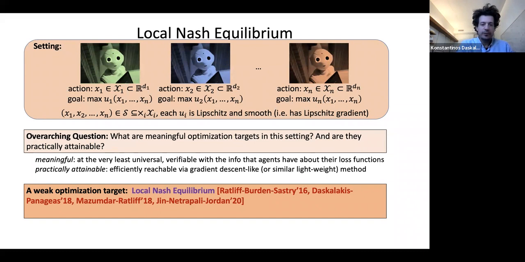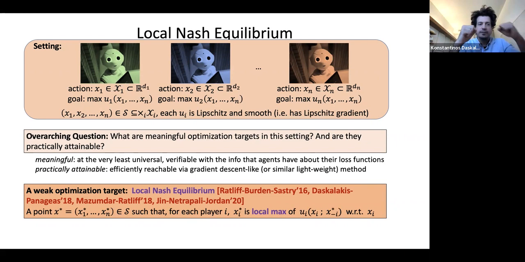That is to say, a point, a selection of strategies x1 star, x2 star, through xn star, is a local Nash equilibrium if every player i plays an xi star that is a local best response to what the other guys are doing. Namely, if player i looks at their utility function, fixing what the other guys are doing, then xi star is a local maximum of that utility function.